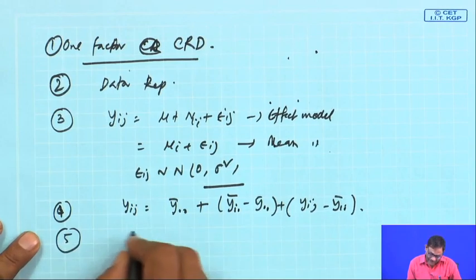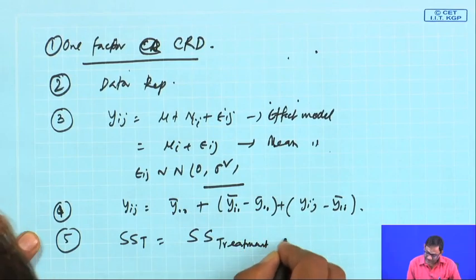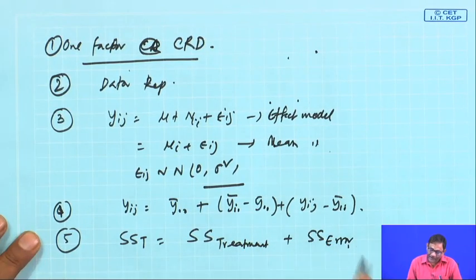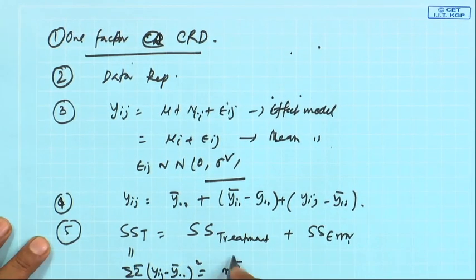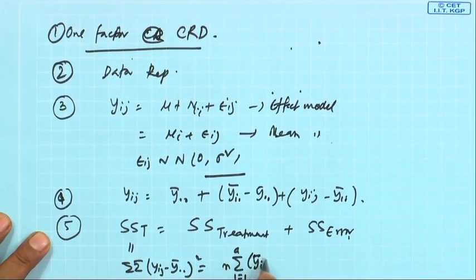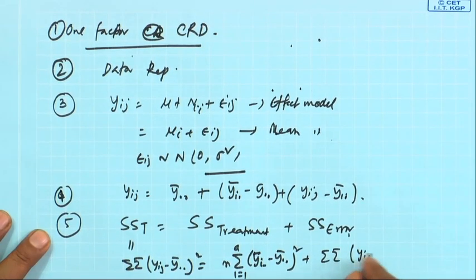From there we have seen how the sum square total is partitioned into sum square treatment plus sum square error, and we have given a general formula for calculation: double sum of (yij minus y dot dot bar) square equals n times the sum over i equal to 1 to a of (yi dot bar minus y double dot bar) square, plus double sum of (yij minus yi dot bar) square, where i equal to 1 to a, j equal to 1 to n.